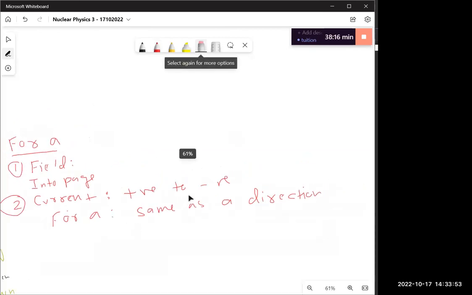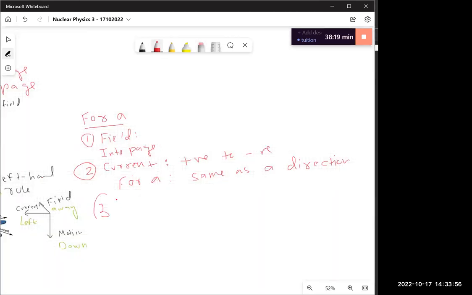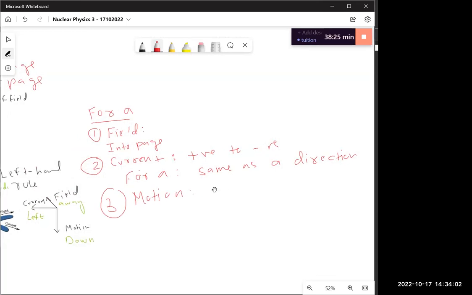For beta, it was the opposite direction. Now let's look at the third case, the motion. Now use the left hand rule and tell me the motion. Okay, you know that the field is into the page and the current is to the right. What is the motion? Is it upwards? Upwards. Good job.